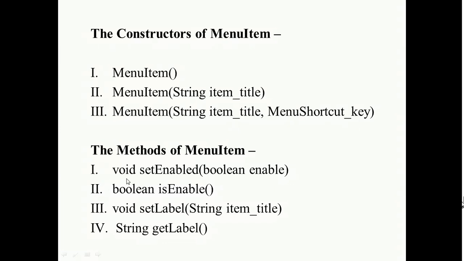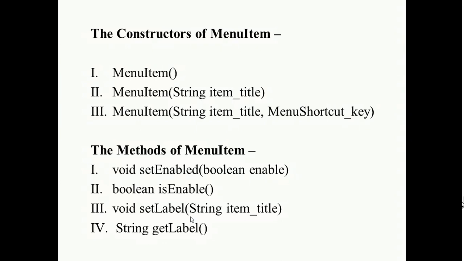First method is void set enabled. Parameter is boolean enable. The set enabled method is used to enable or disable the menu items. If the value is true means it is enabled and the value is false means it is disabled. So simply set enabled method is used to enable or disable the menu items. Now next method is boolean is enabled. Boolean is enabled method returns whether the menu item is enabled or not.